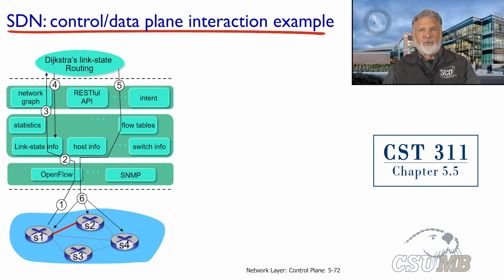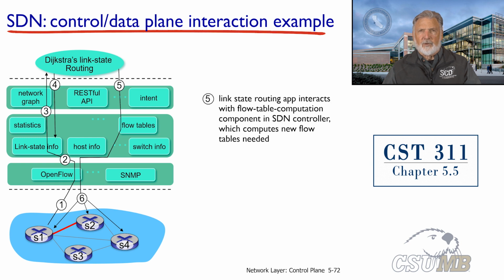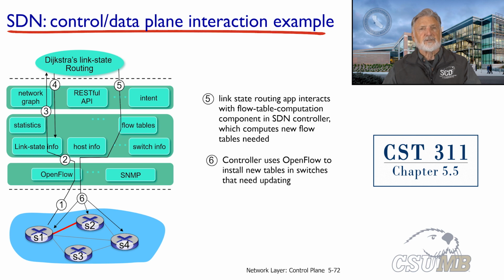In the fifth step, the routing app and the SDN controller work interactively to compute the new flow tables. Finally, the controller passes the new table information to all the switches that need updating.